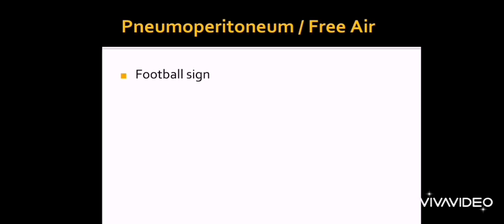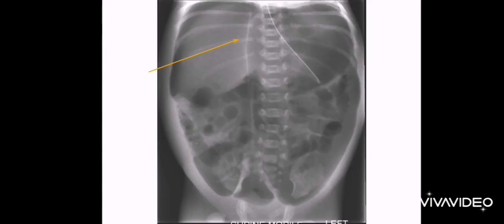So the football sign. When we're talking about the football sign, imagine an American football, and this is where the abdominal cavity is outlined by gas. Looking at this, as you can see, it's quite a sharp line around the whole abdominal cavity, so it looks a bit like an American football or a rugby-shaped ball.